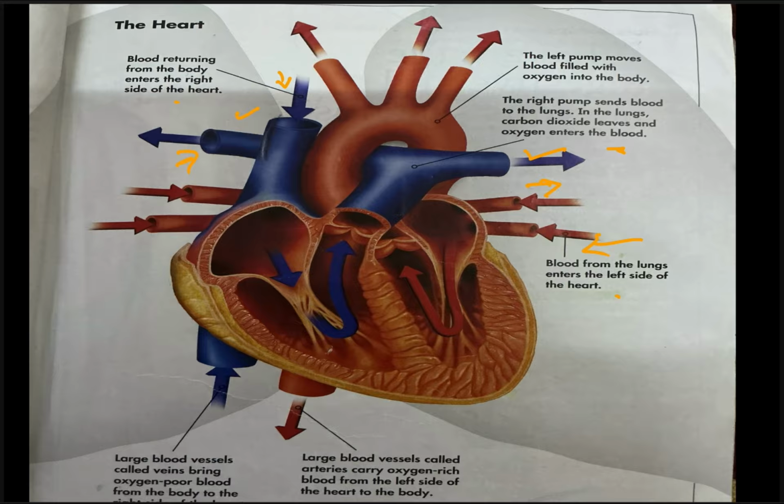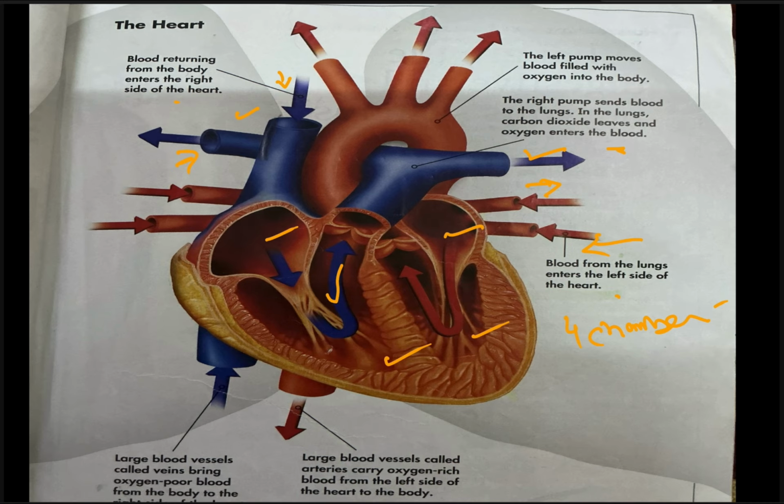So basically our heart has two atria and two ventricles. So basically it is a four-chambered heart. The two atria actually receive the blood, okay? And the ventricles actually distribute the blood. They pump the blood to your lungs.